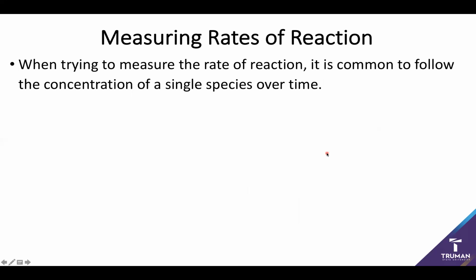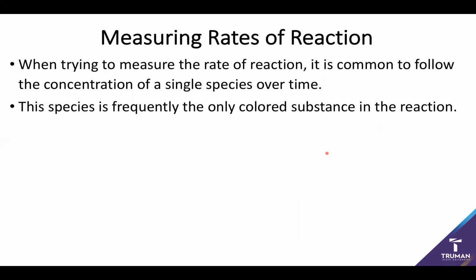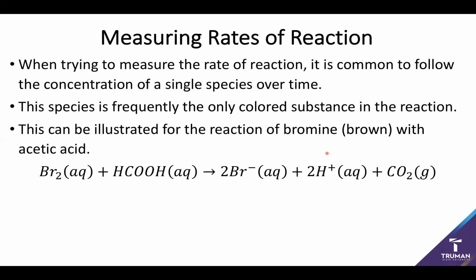However, one of the things that we often end up doing is using these stoichiometric coefficients instead of trying to follow all of the various species over time. We can follow one single species and use that to find our overall rate of reaction and convert it to whatever species I care about. Oftentimes, this is going to be the only colored substance in the reaction because it's very easy to follow these things through things like spectroscopy.